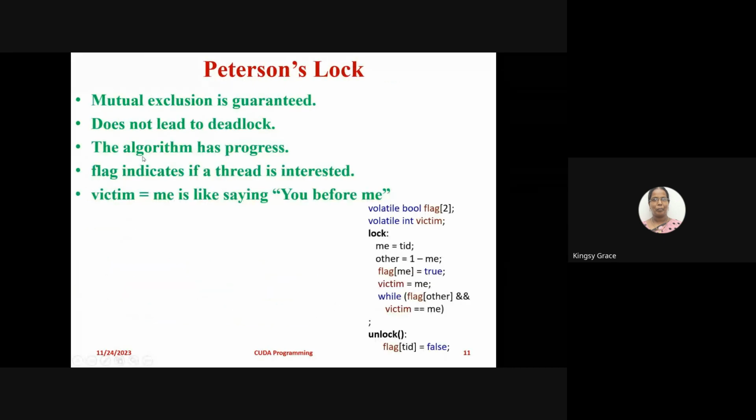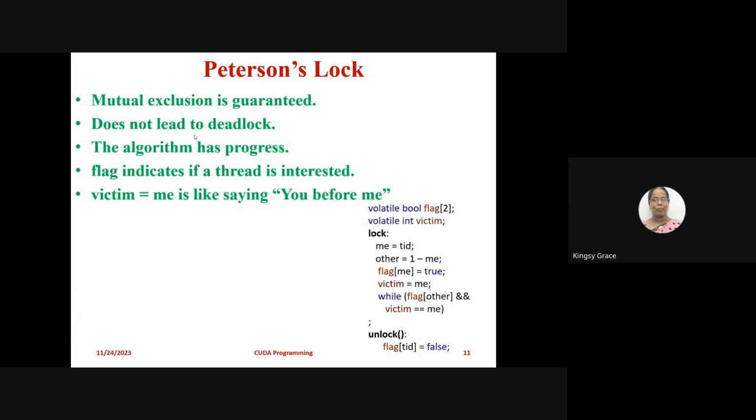Another important mechanism in mutual exclusion is the Peterson lock. You people may already know what Peterson lock is. Here mutual exclusion is guaranteed and it does not lead to deadlock. You know what is deadlock? Both the processes or threads trying to access the same memory location, at that time deadlock may occur. To prevent the deadlock, you may have the critical section concept.